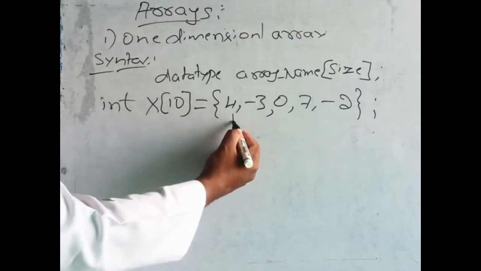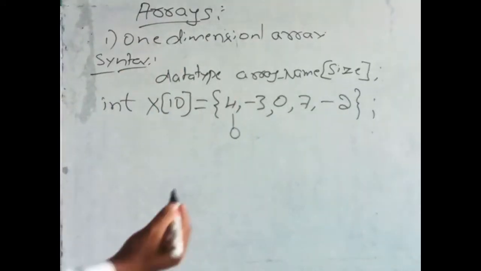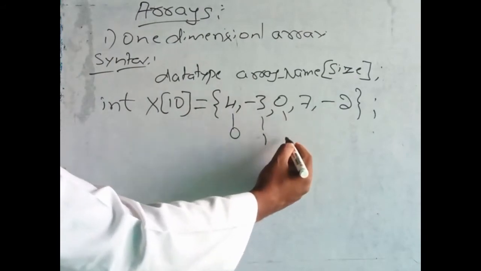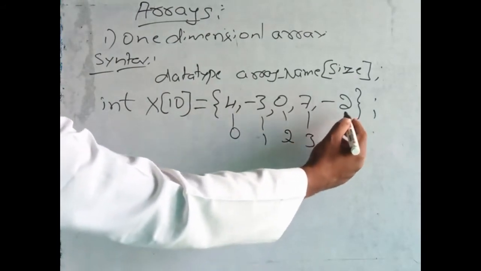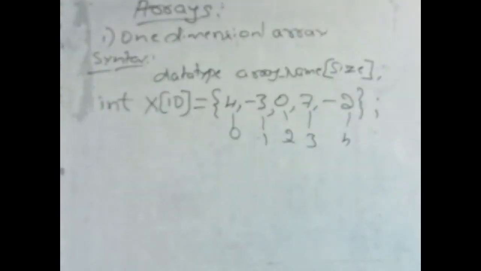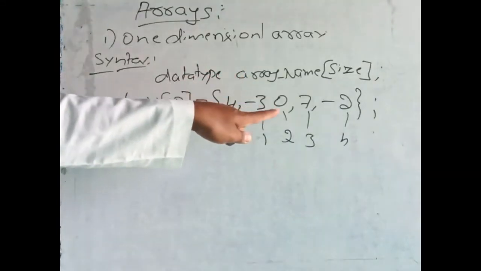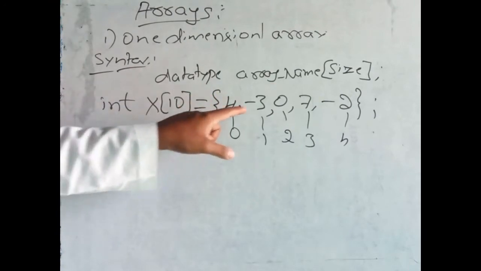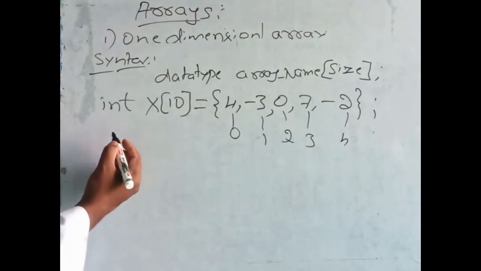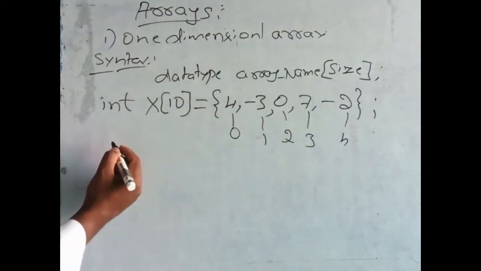The index of this is 0. Index of this is 1. This is 2. This is 3. This is 4. Why do we use an index? To know the position of a particular element in the array. We use this index to refer to the element's position.